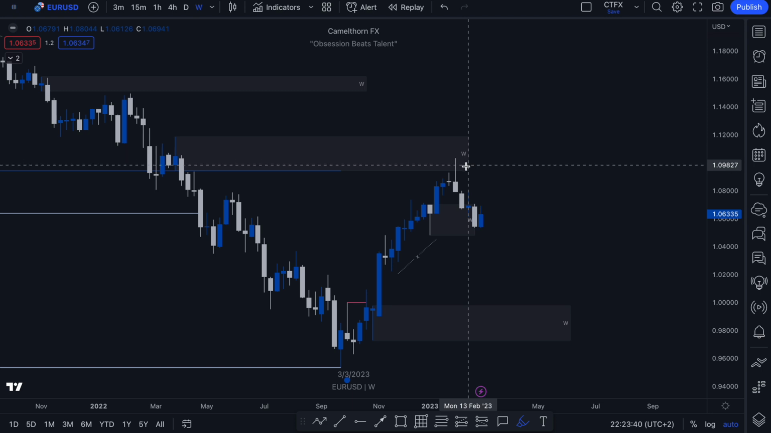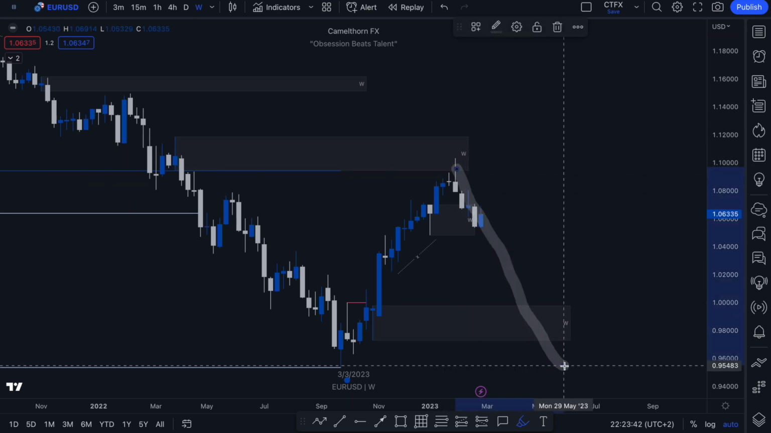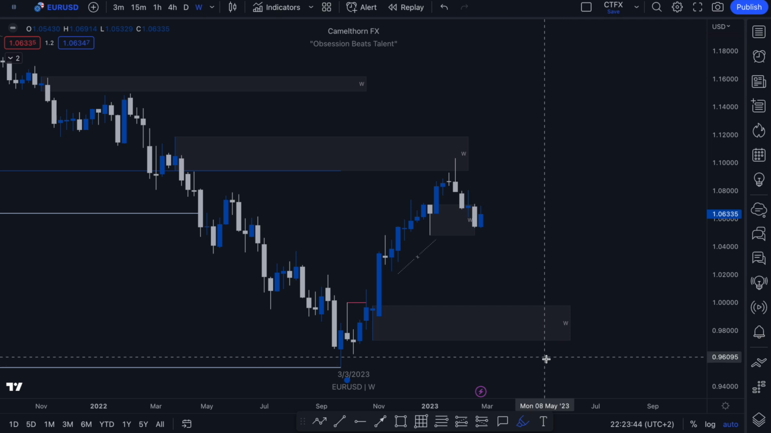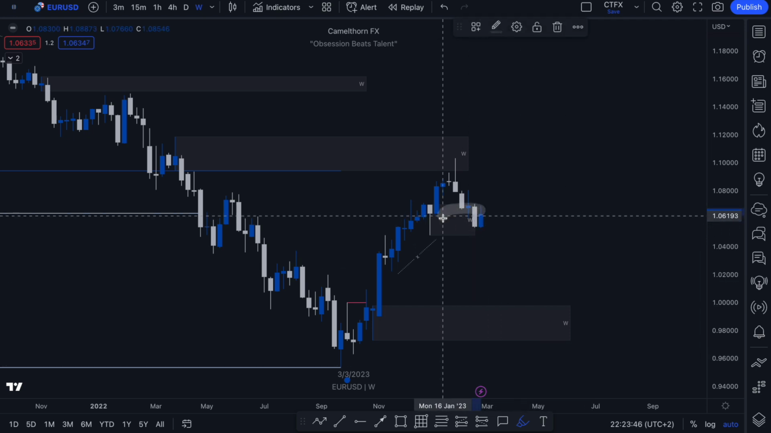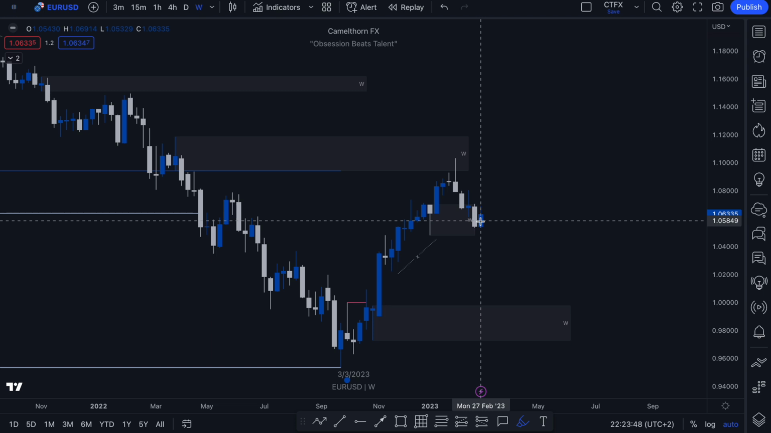So if price action is to push lower, and if we are to see that bearish continuation, it means that this particular weekly demand would need to fail. Remember, in order for price action to move in one direction or the other, either supply needs to be in control or demand needs to be in control.